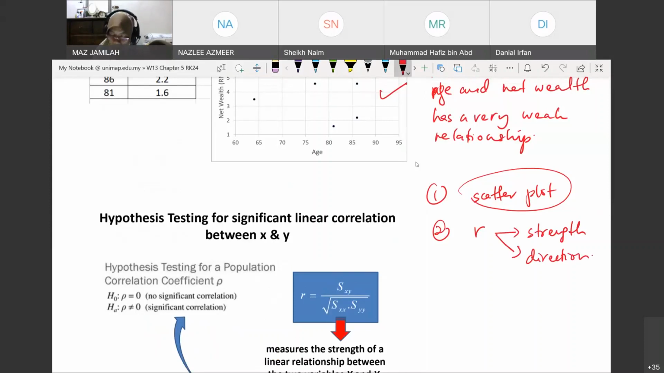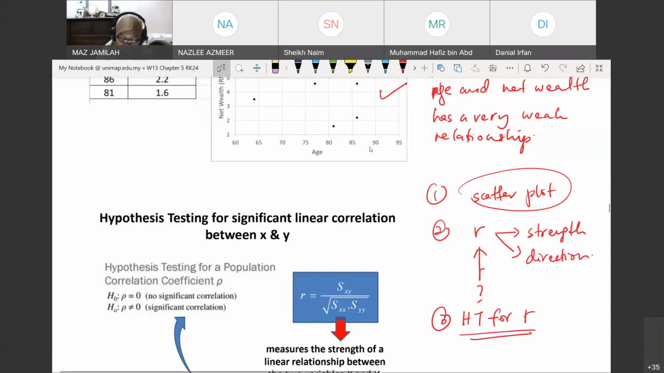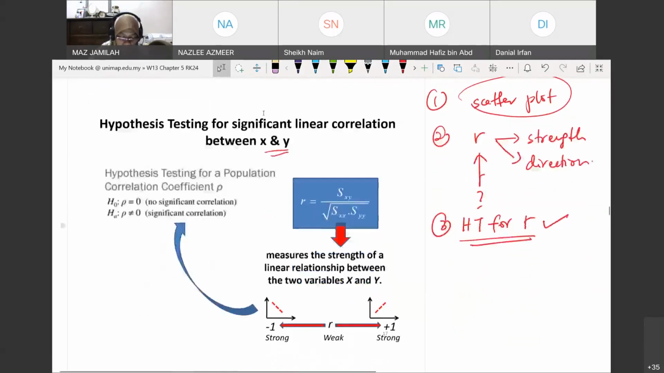Now, how do we know that this R is acceptable, is reliable? So we need to check. Then how to check? We do the hypothesis testing for whether there is a significant linear correlation between X and Y. So how do we perform our hypothesis testing for R?